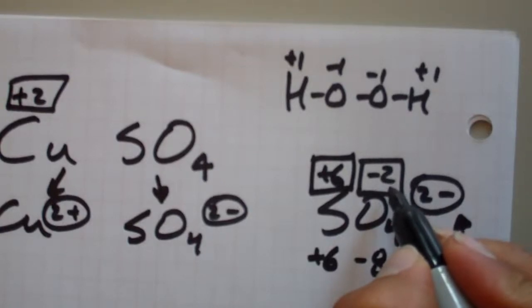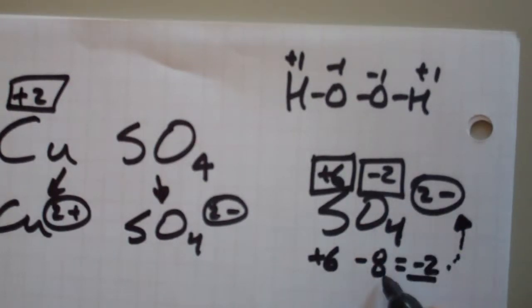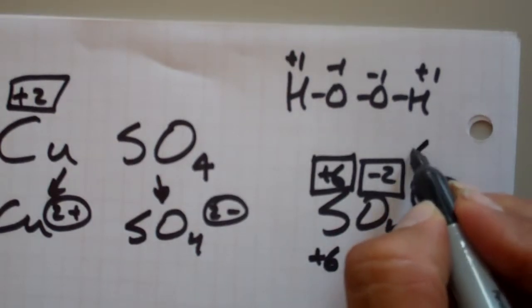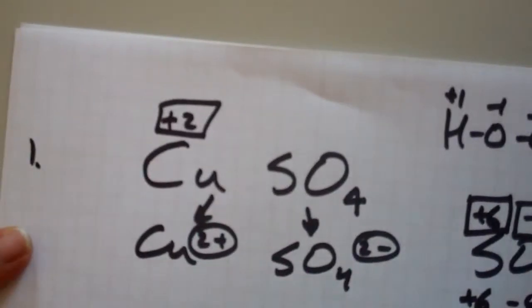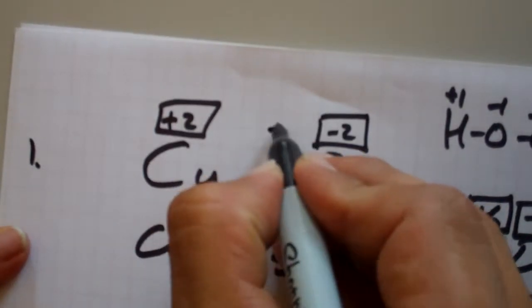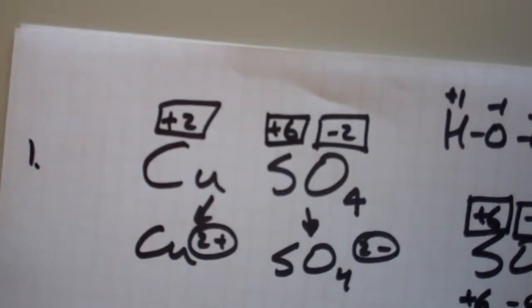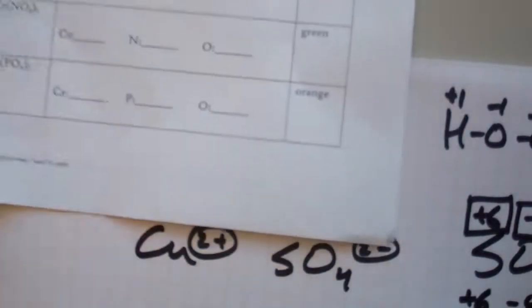Notice how I wrote -2 as the oxidation number for oxygen, not -8. It's not the total, it's per atom. So really, if I look over here, it's -2 for oxygen, which I circle, and +6 for sulfur. Okay, there it is. Let's do the second one.